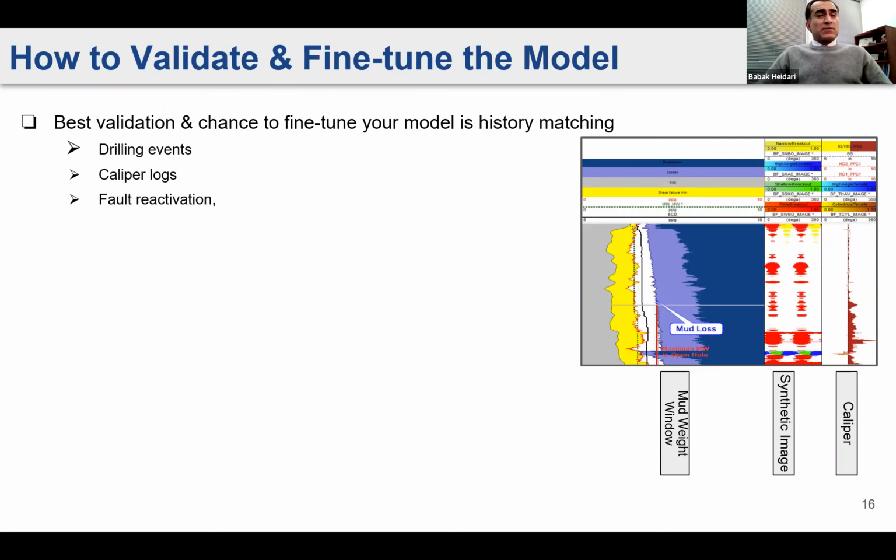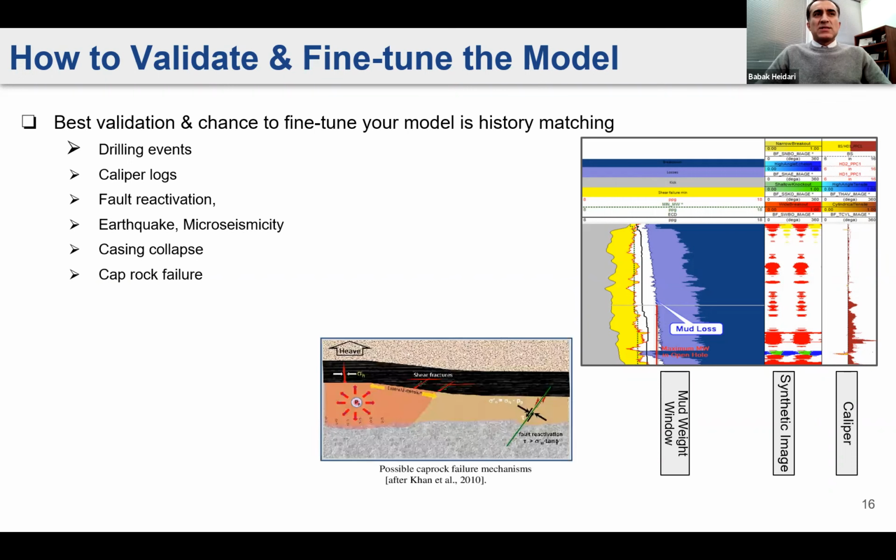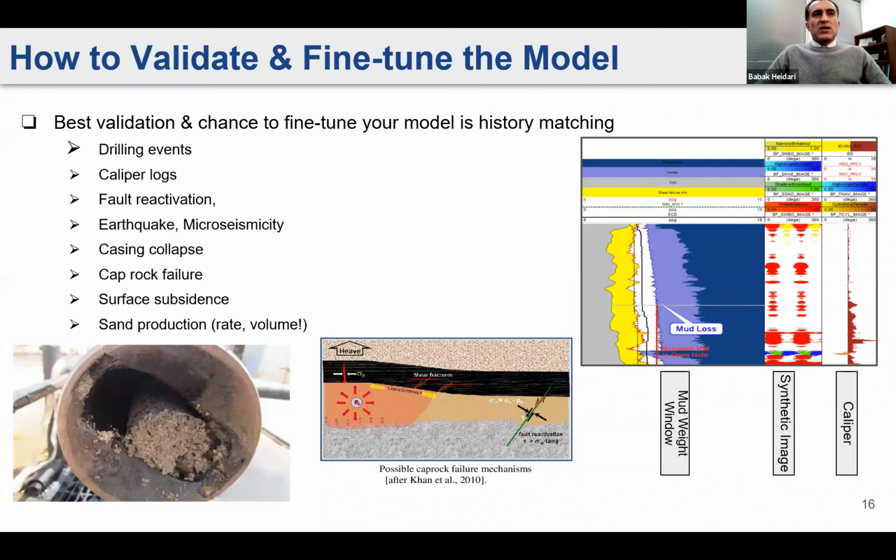Fault reactivation, if these events are there, so there are indications that you need to validate your model based on these events: earthquake, casing collapse, caprock integrity, surface subsidence, sand production, for example, volume and rate. So this is a complex topic. I'm not going to touch that, but this information also can be used as calibration parameters.